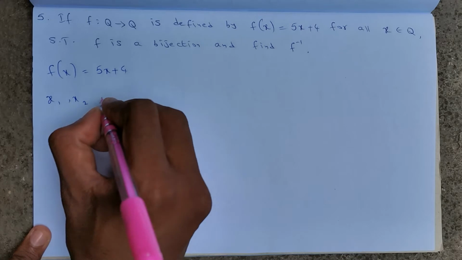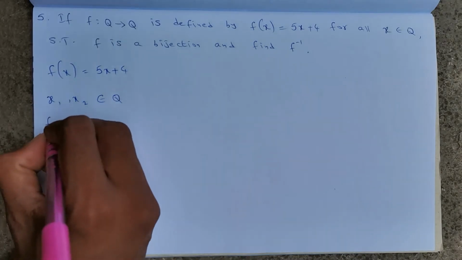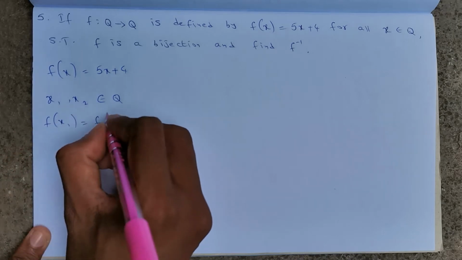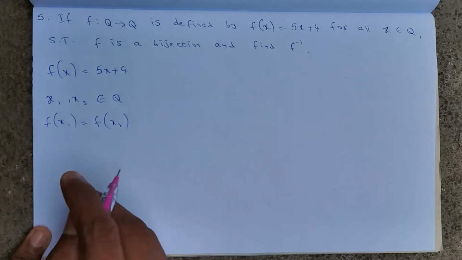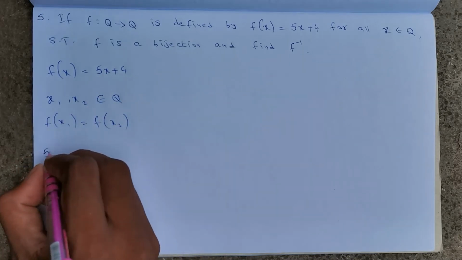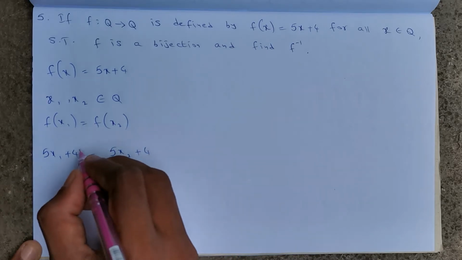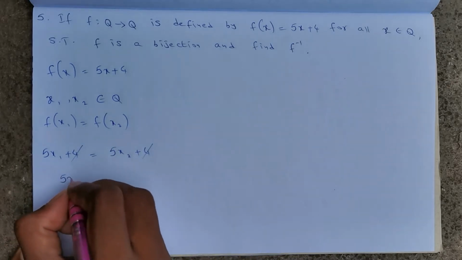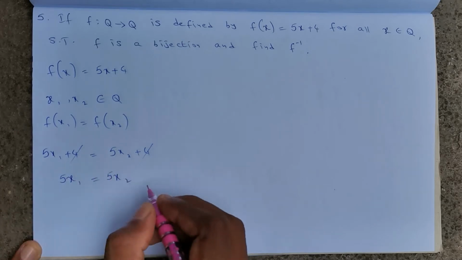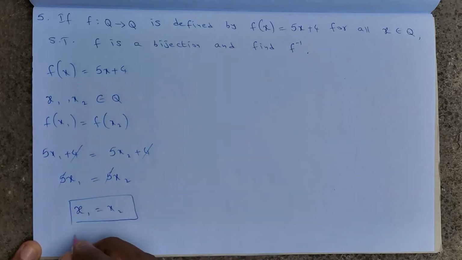Let x1 and x2 belong to rational numbers, and f of x1 is equal to f of x2. Simply, in the place of x, put x1, and in the place of x, put x2. So 5x1 plus 4 is equal to 5x2 plus 4. Here plus 4 will get cancelled, so we remain with 5x1 is equal to 5x2. Here 5 cancels, so we are left with x1 is equal to x2. So we can conclude that it is a one-one function.